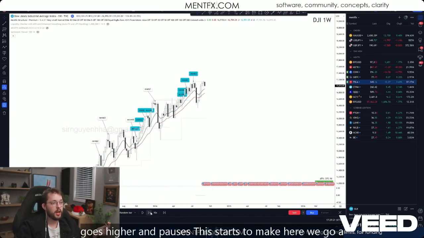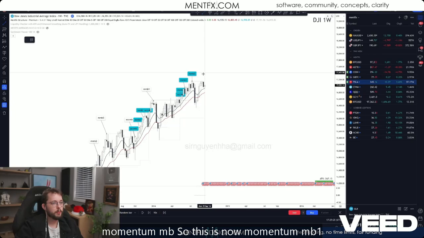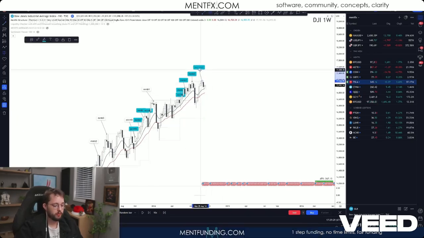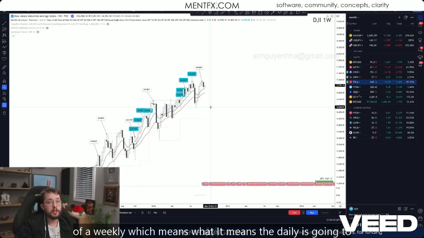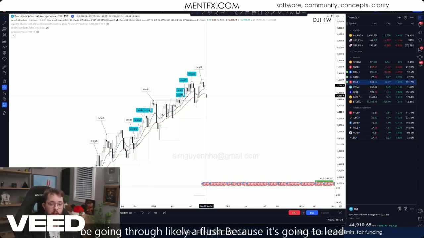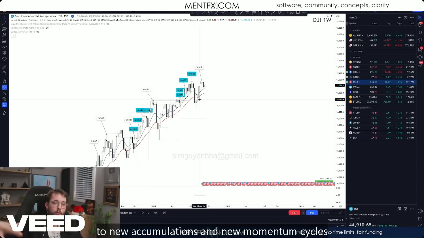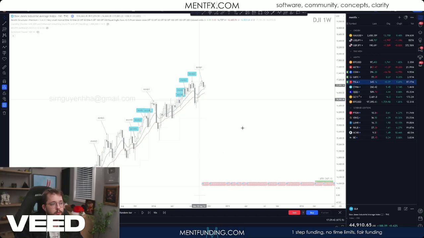Now instead, price goes higher and pauses. This starts to make, here we go, a momentum MB. So this is now momentum MB1 of a weekly, which means what? It means the daily is going to be going through likely a flush, because it's going to lead to new accumulations and new momentum cycles.